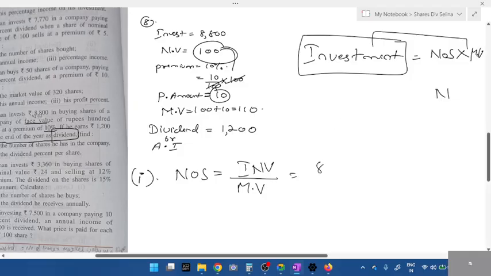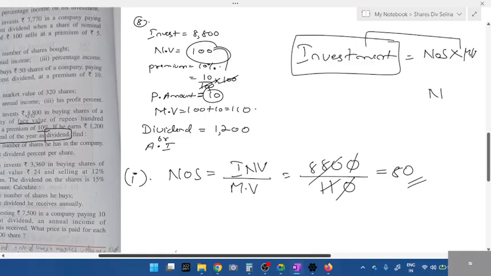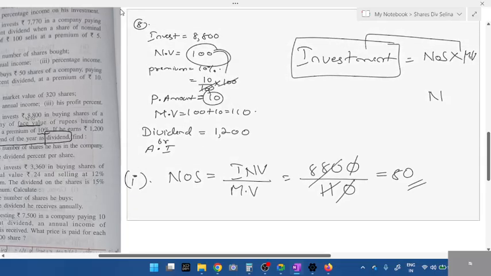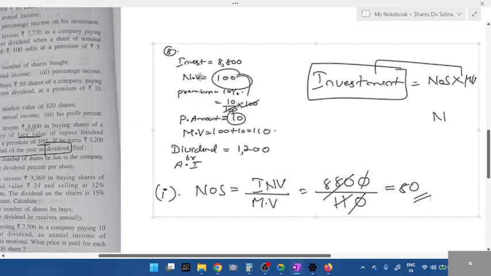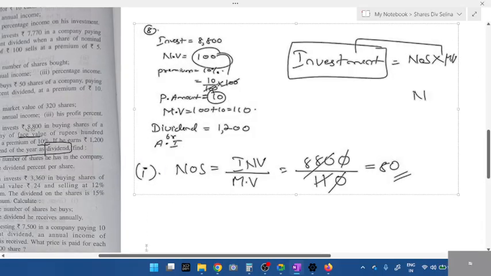It is the answer. Market value is 110. Just go through what I've done with this. If you're trying to memorize the number of shares formula, you'll definitely forget. You won't know which one to apply here. So don't go as per your teacher's formula, the textbook formula.